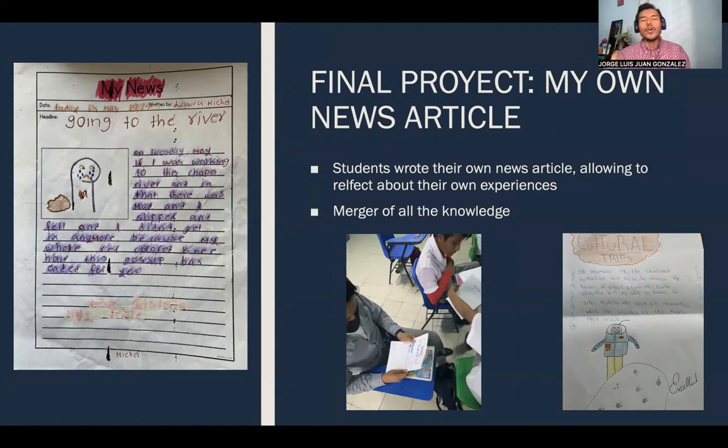I also told them you have to put on that paper what were the things that happened in your life. Something funny, something sad, something interesting. Use your imagination. So the students were really creative on this. They did very beautiful pieces of news articles. And as I told you previously, observing this in a holistic approach, as a teacher, it was very positive. It was very satisfactory to observe how all this knowledge merged into one.